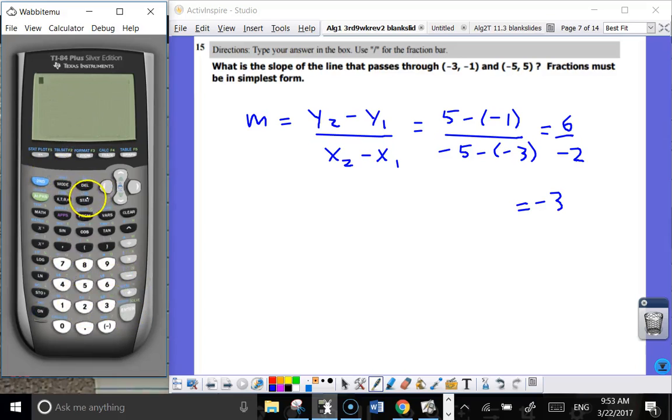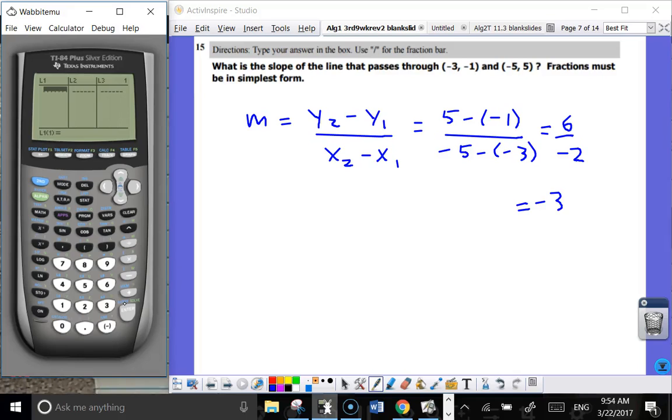Go to stat, remember that? Edit, well, write it down. Stat, edit. Remember, you put the x values under L1 and the y values under L2.